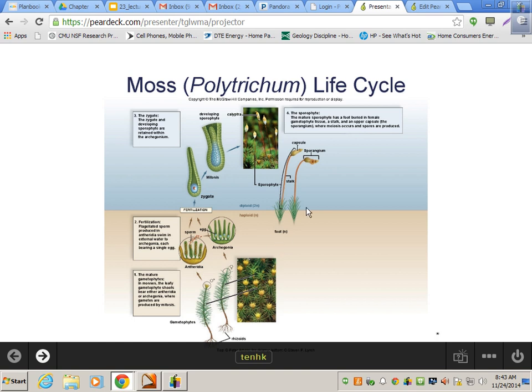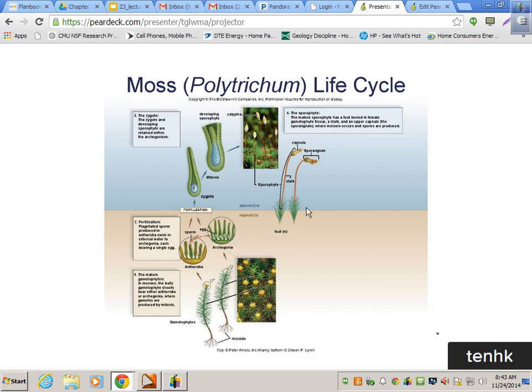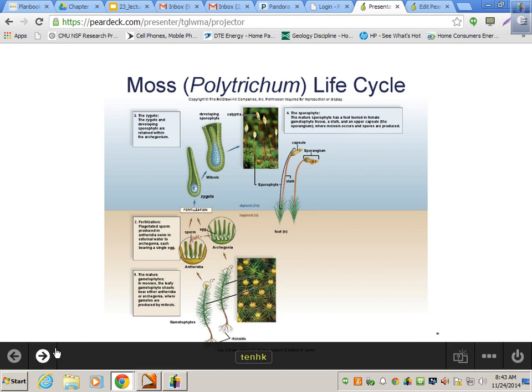And at the end, you're going to form various structures, a capsule and a sporangium. Now, the sporangium is going to receive, the capsule is going to release. So the mature sporophyte has food buried in a female gametophyte tissue, a stalk and an upper capsule, the sporangium, okay? And you can see there's a receiving end here where meiosis occurs and spores are produced. So after these spores are made, of course, they get released, and then wind and water do their thing and disperse them throughout the planet or the environment, okay?